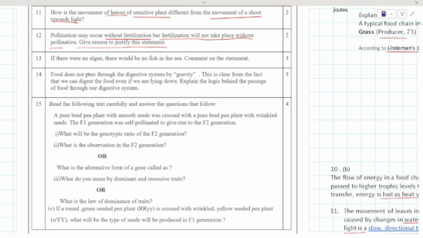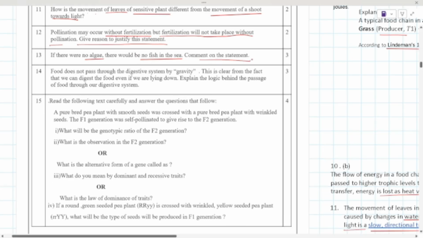Let's see the next question. If there were no algae, there would be no fish in the sea. Comment on the statement. Try, and after that I will explain.